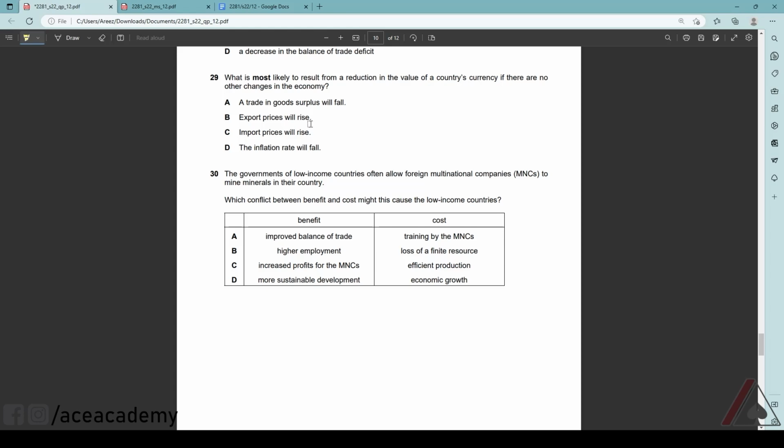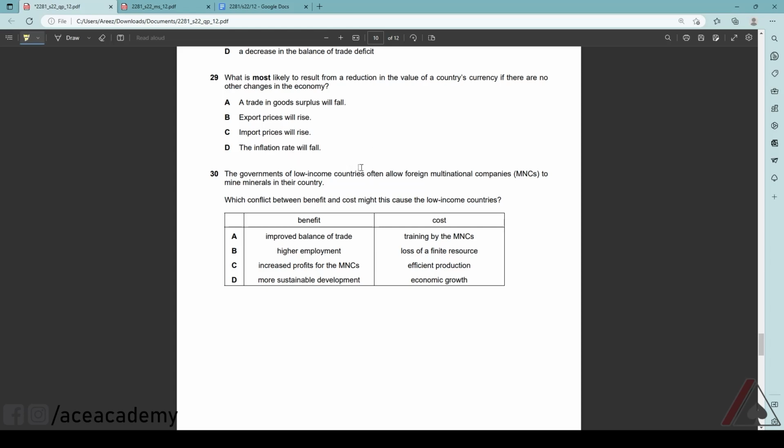Now, why is C, therefore, the answer, right? A trade in goods surplus is something that's more complicated, and export prices will rise, but that's not a result that would happen within the economy. It's a cost or price that would affect international trade and not within the economy. Therefore, B is not the answer. So therefore, the answer is C.